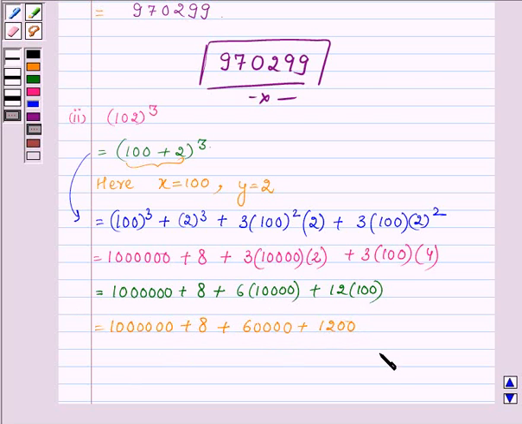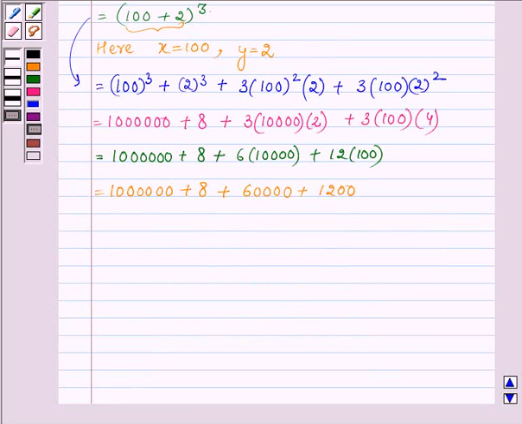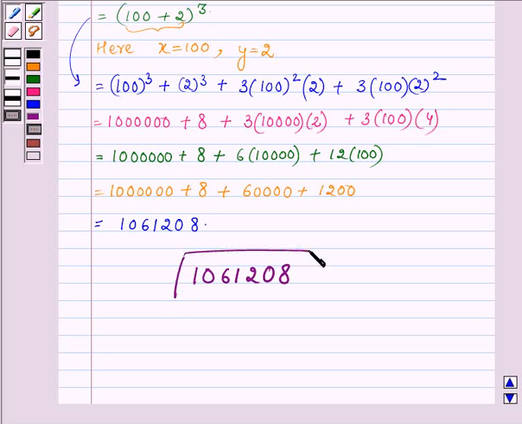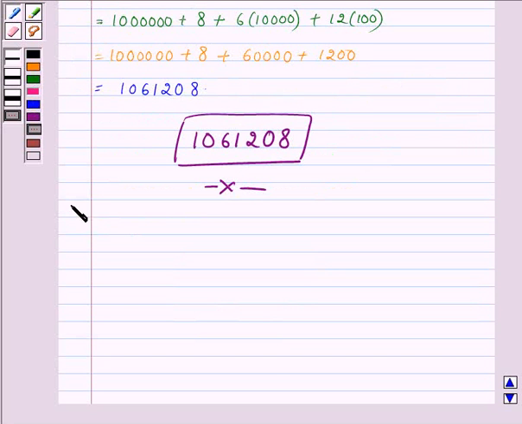And on adding all these, we get 1061208. Thus, the whole cube of 102 is equal to 1061208. So, this completes the second part. And now, proceeding on to the third part, where we have to find the whole cube of 998.